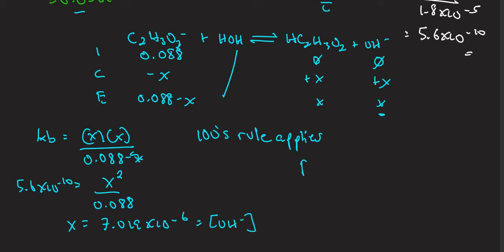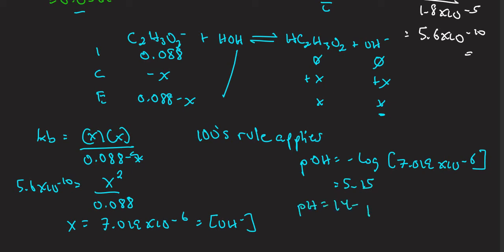Okay, now, because we have the concentration of our hydroxide ion, pOH can be easily determined as negative log of 7.019 times 10 to the minus 6. Okay, and that is equal to 5.15. pH is then 14 minus pOH, which is 14 minus 5.15. Just realize it doesn't really look like a 5.15, but it is. Okay, and we get a pH of 8.85. And that is our final answer for this third point in our titration.